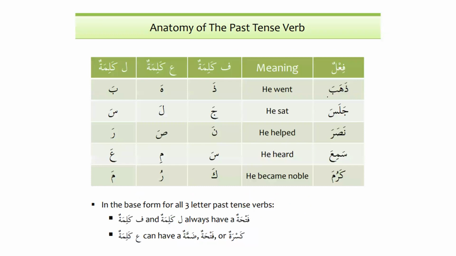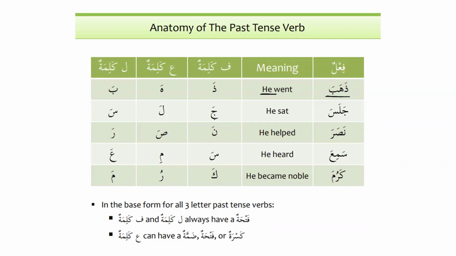So for example, dhahaba, the root letters will be dh, ha, ba. Fa kalima, ain kalima, lam kalima. So fa kalima is dh, ain kalima is ha, and lam kalima is ba. Dhahaba, he went. So when we say dhahaba, that means the doer is inbuilt. In English, we will write it with he went, but in Arabic, it will be only dhahaba. So that means the doer is inbuilt, yani mustatir.